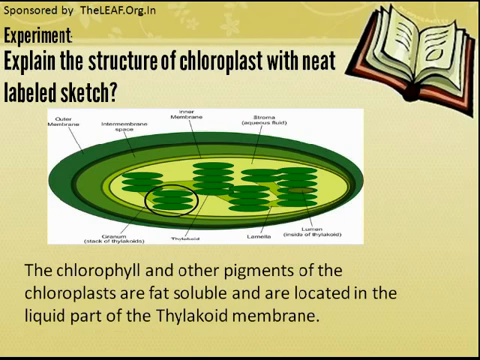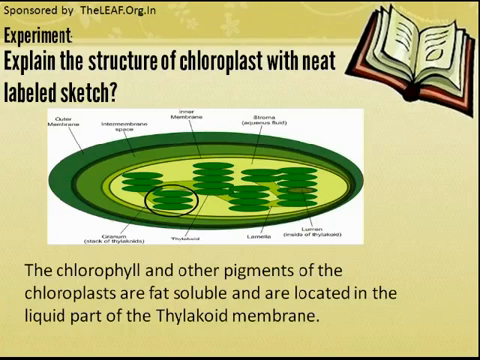The chlorophyll and other pigments of the chloroplast are fat soluble and are located in the lipid part of the thylakoid membrane. In fact, if we take the chlorophyll structure, chlorophyll is a pigment which consists of one atom of magnesium. It is similar in structure to the heme of hemoglobin, which is present in human blood and consists of an atom of iron. In the same way, here magnesium plays a role like that of iron in hemoglobin.